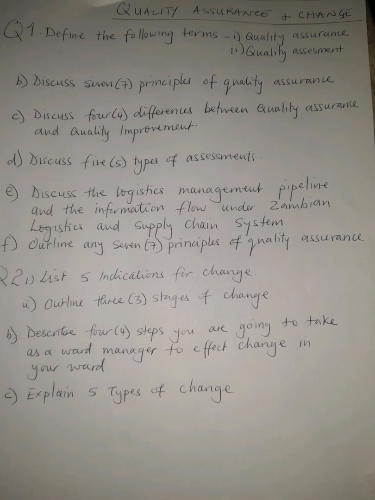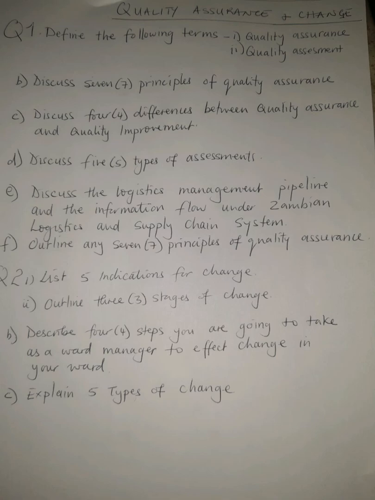Number 4, change in service delivery system. What does this mean? It means sometimes we have new systems coming up on board. These systems can actually be an indication for change. Number 5, fresh ideas and knowledge. The things which used to work 5 years ago, 10 years ago, they might not be working today. So fresh ideas and new knowledge can be an indication for change.